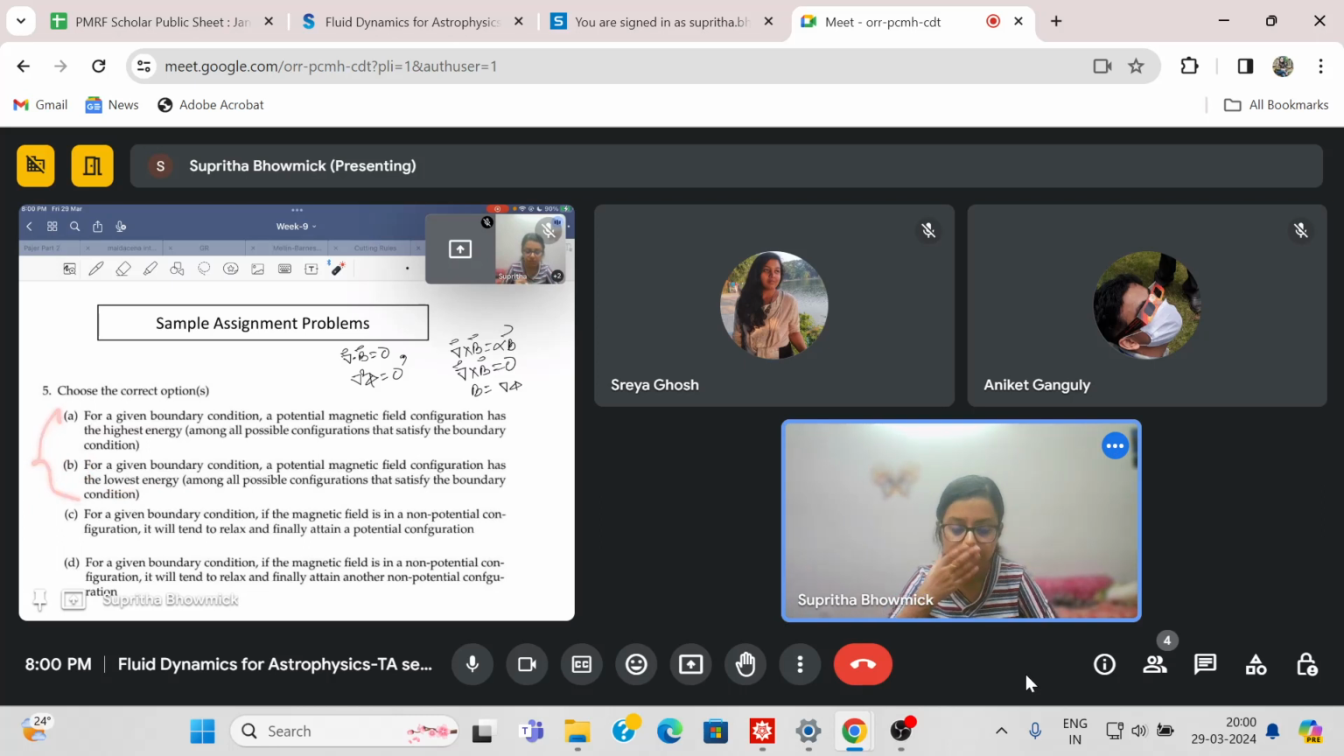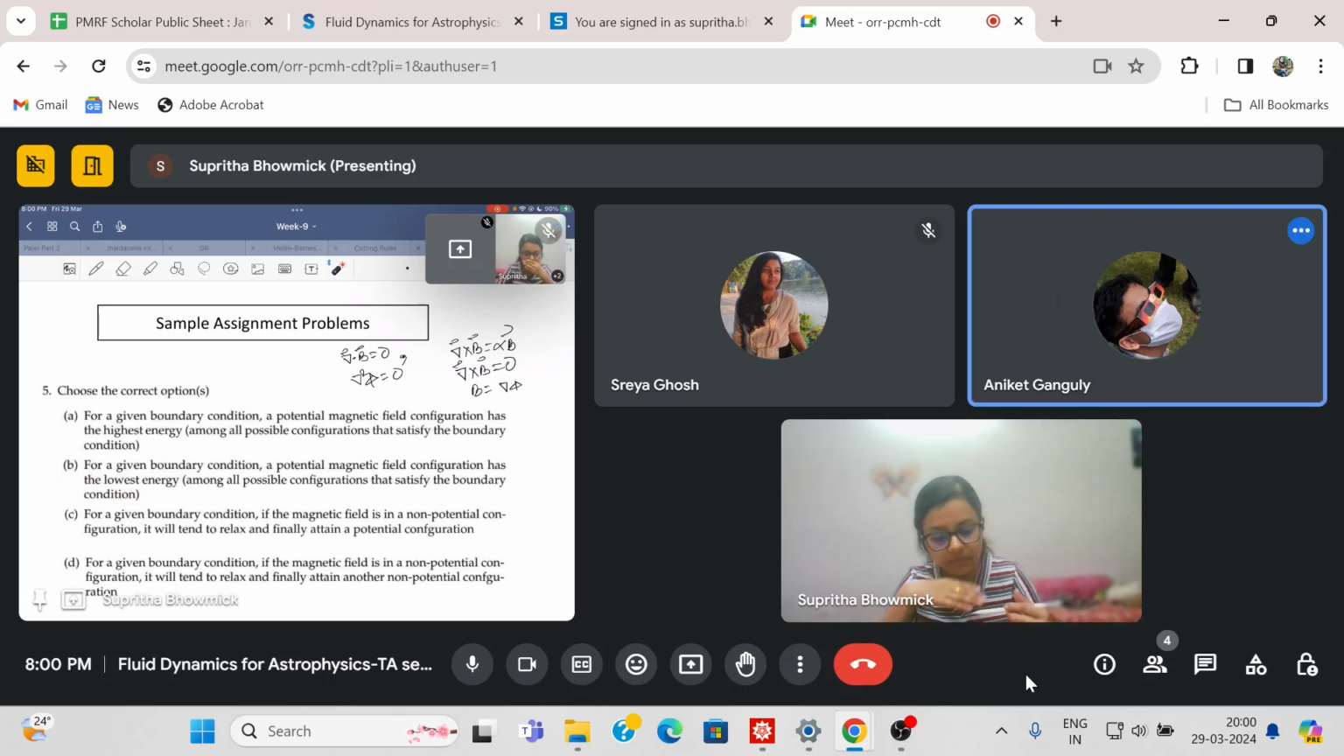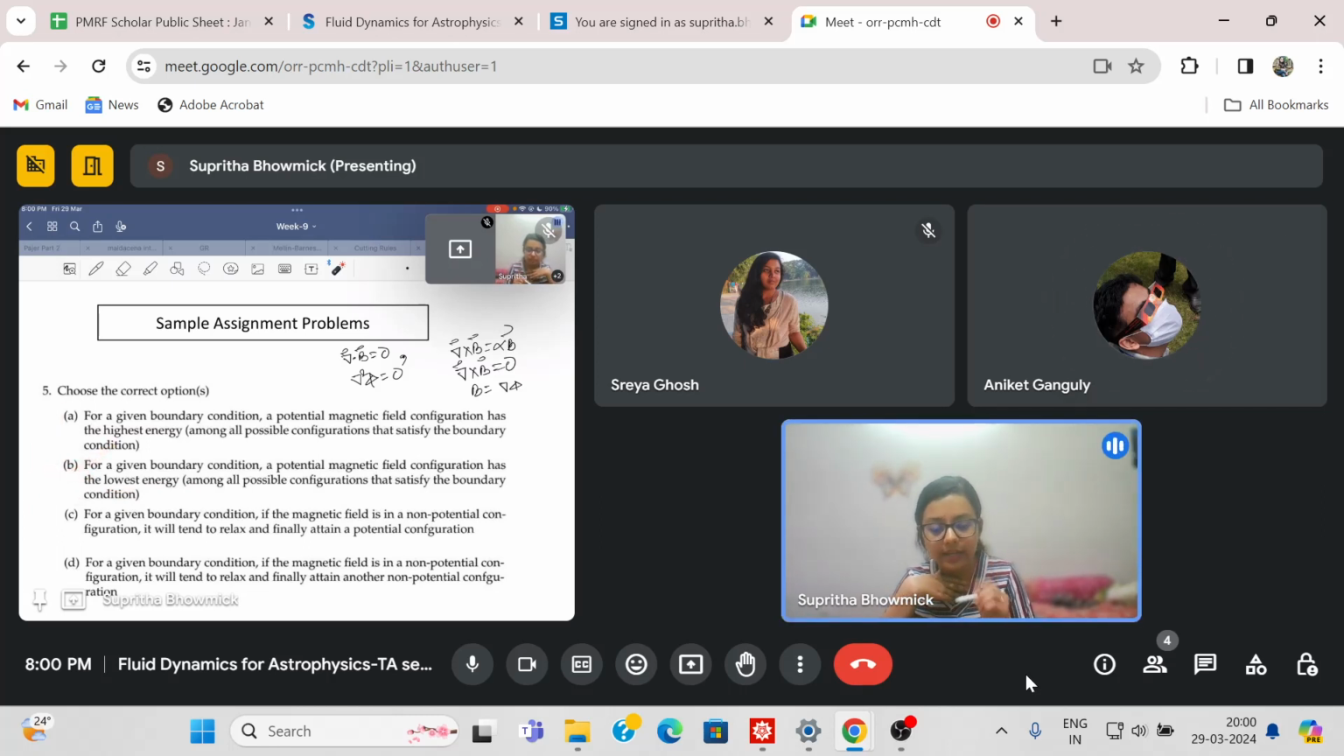Which one will be true? B. Absolutely. Why? One can prove that if you have this B, then the energy, which is basically nothing but some constant times B squared dV, the energy contained in a certain volume because of this magnetic field, goes as B squared, right? Which is basically nothing but gradient of phi squared dV. This quantity is a minimum if phi satisfies this equation.